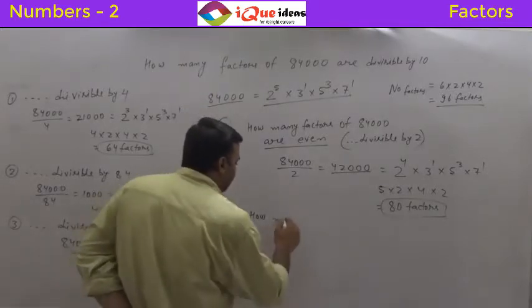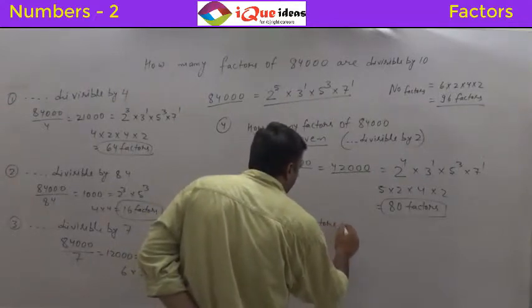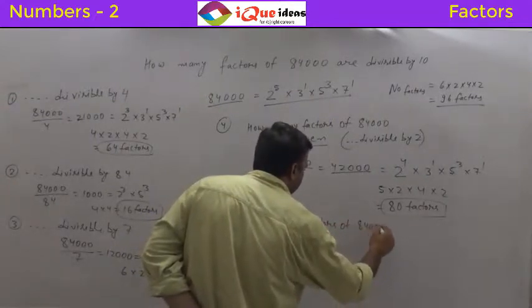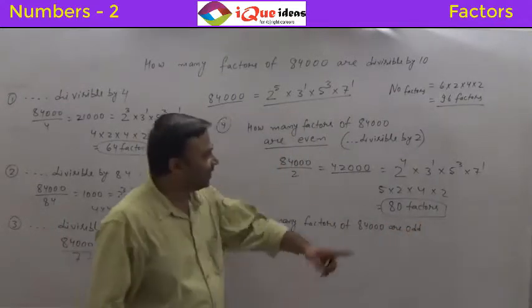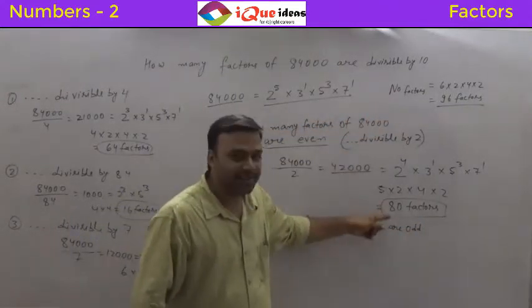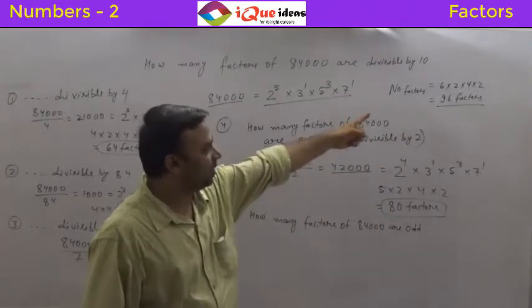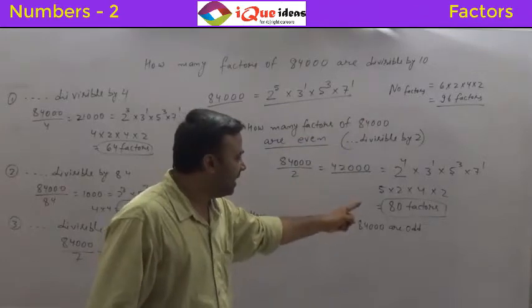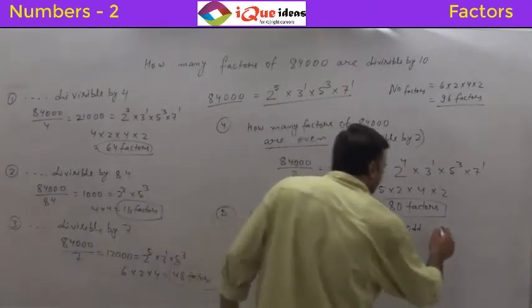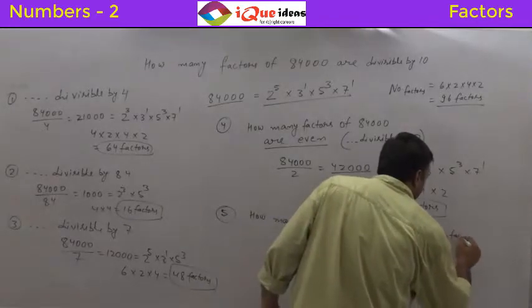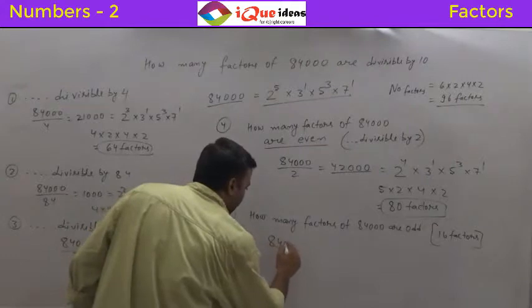Okay. Now, if I say how many factors of 84,000 are odd, I'm sure you can find it: it is 96 minus 80, so 16 factors. Because the number has to be either even or odd. The total number of factors is 96. Out of them, 80 are even. So 16 will be odd. Okay? So that you can already do. It is 16 factors. But there is a direct way also. What do you have to do? Divide or let's say factorize 84,000.